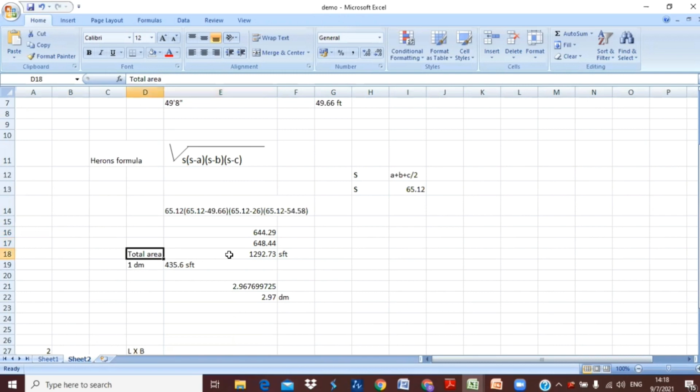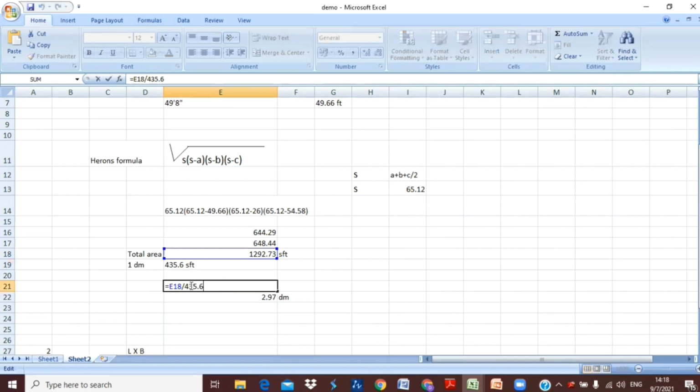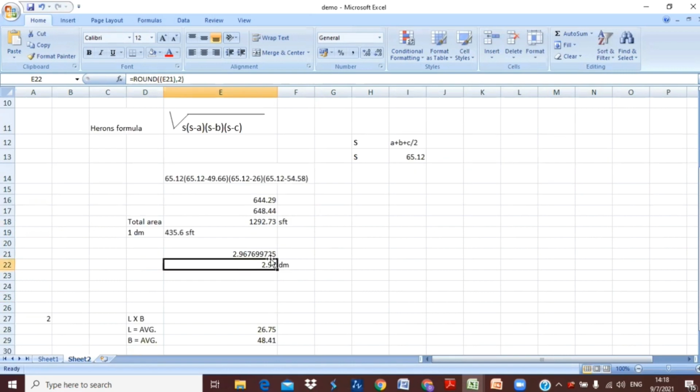For the total area, we simply have to add these two. I have already added, you can see here. This is in square feet. Now we already know that 1 decimal is equal to 435.6 square feet. So for converting this square feet into decimal, we just have to divide it by this value, and we will get the value in decimal. You can see here I have already rounded it up, and we get the value of 2.97. So this is in decimal.